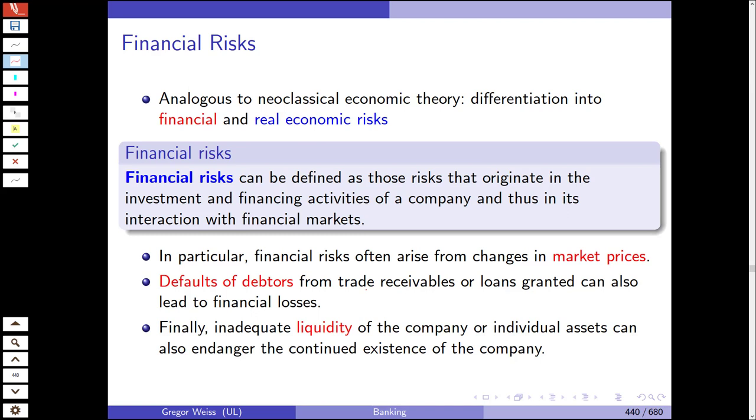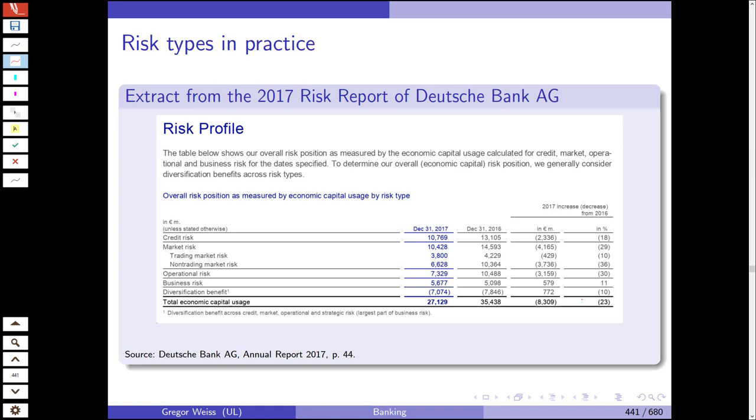These financial risks often arise from changes in market prices. Not necessarily, but market price risk is, of course, a large risk type on our balance sheet. The defaults of loans, from trade receivables or loans granted, can also lead to financial losses. And last but not least, inadequate liquidity can also endanger our company's life and existence, and maybe lead to bankruptcy. So these are financial risks, in contrast to real economic risks.